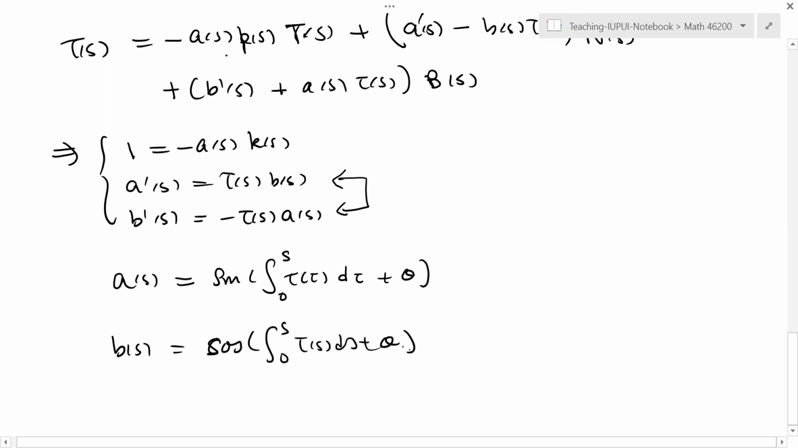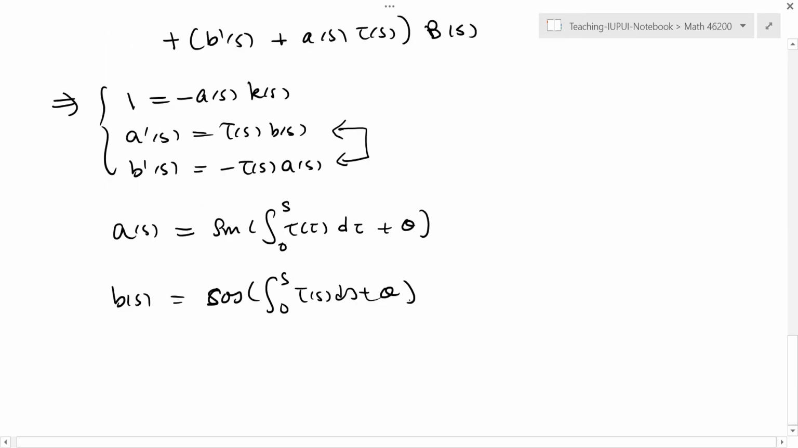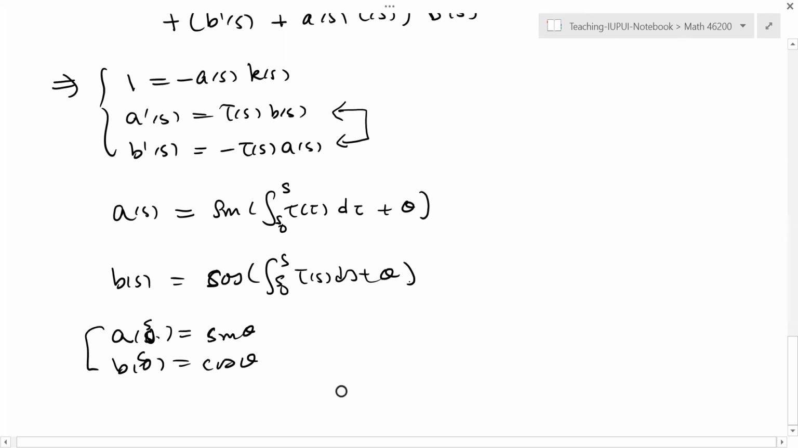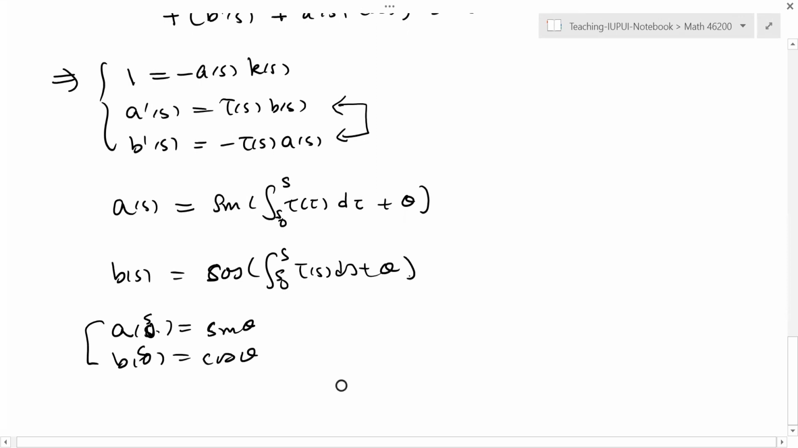And theta is determined by the initial value, because a(0), for example, should be equal to sine theta, because b(0) equals cosine theta. If you start with an arbitrary number, then you put s, and cosine theta. Theta can be uniquely given like this. Great.